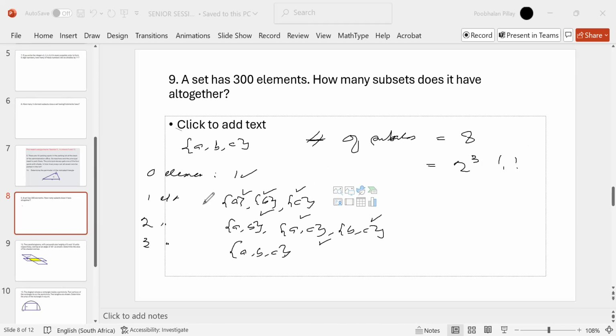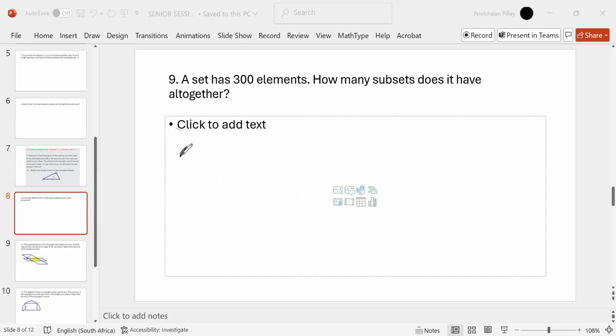If you try listing for 4, you'll find that you got 16 subsets, right? That you can do. It's quite exciting to see that you work out all these subsets and you can count the 16 of them. Do that as an interesting exercise. But then you'll say, hey, I didn't have to list down all the subsets. I got a lovely formula. It's 2 to the power of 4. So the answer to this question here, if you got 300 elements, the answer is 2 to the power of 300.